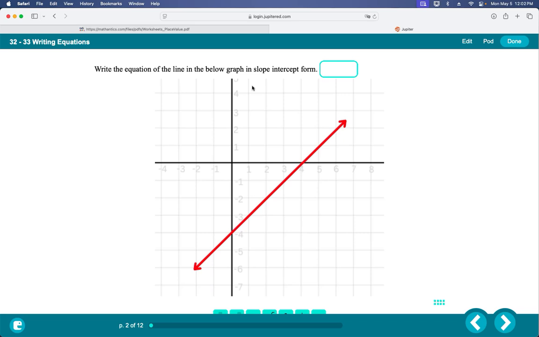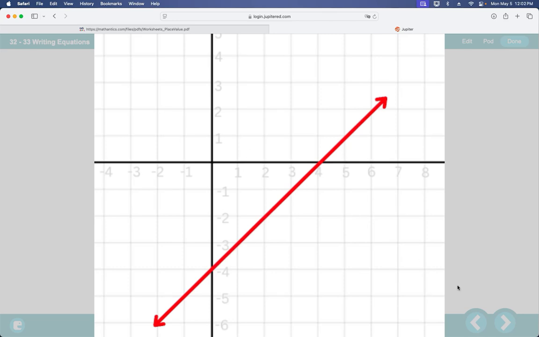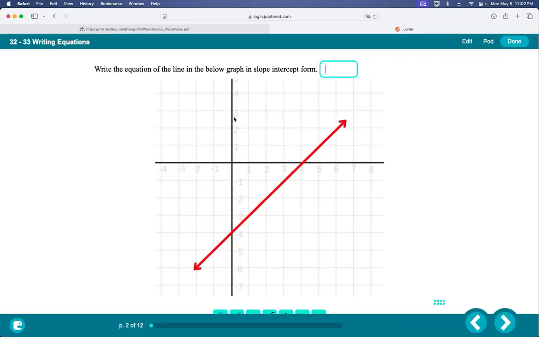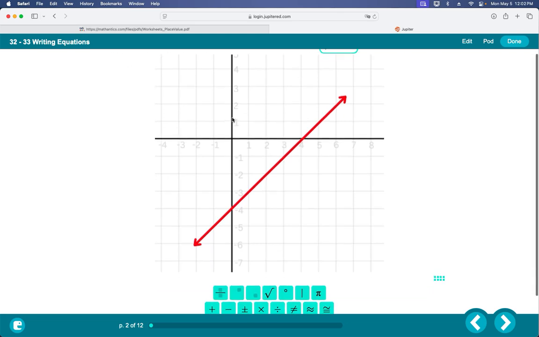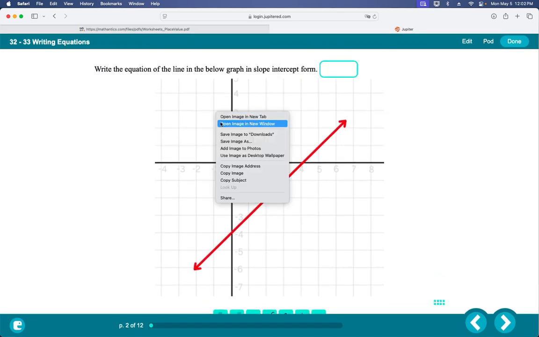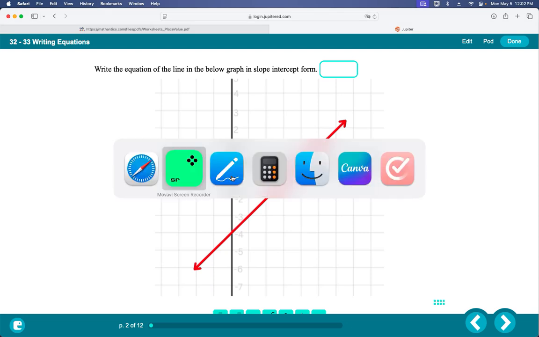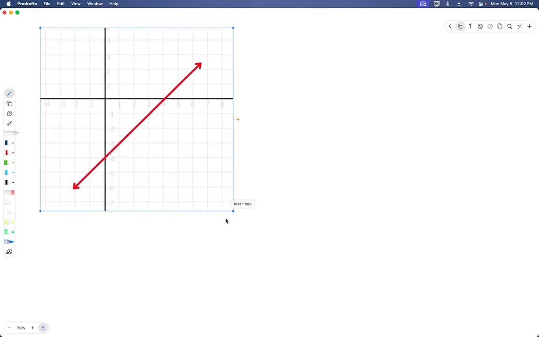equation of the line, we're going to write that equation of the line in the below graph in slope-intercept form. So what do we need for slope-intercept form? Oh, I didn't mean to do that. So let's copy this image over to the drawing program that I have. And I'm going to make it a little bit bigger so we can see what we're doing.